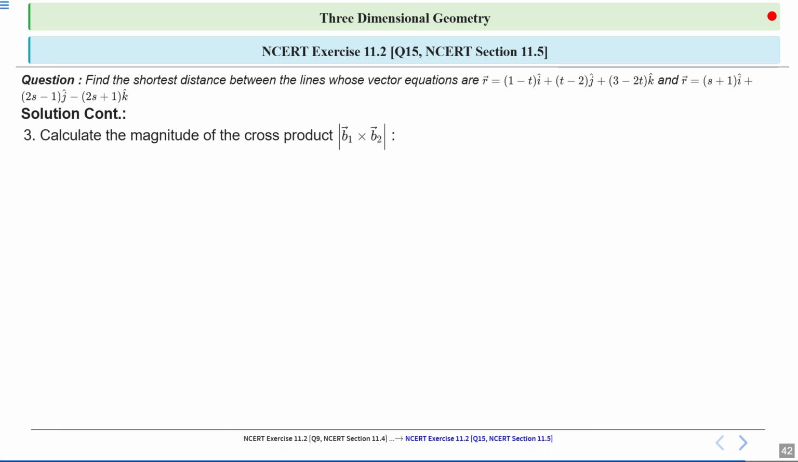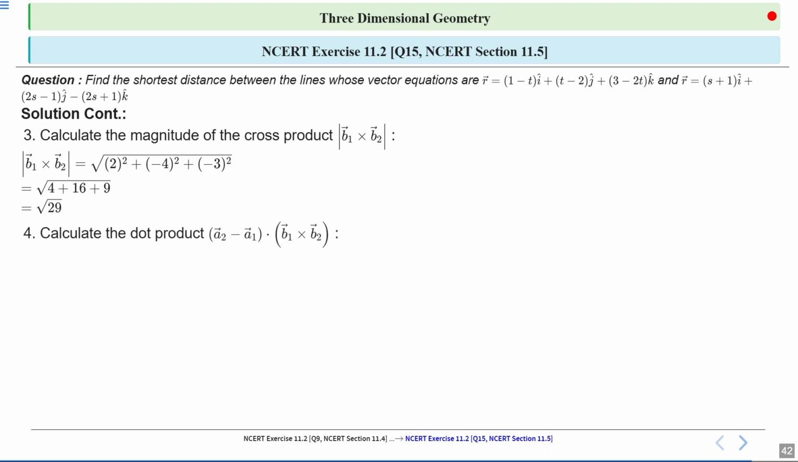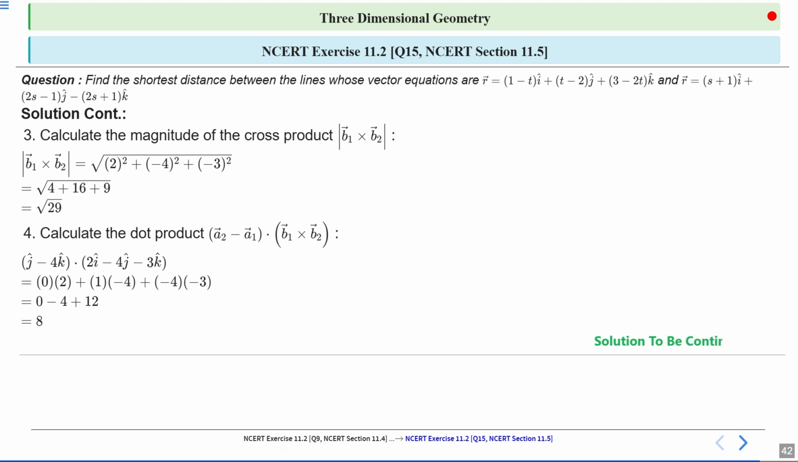Third, calculate the magnitude of the cross product. Magnitude of b1 vector cross b2 vector will be equal to square root of 2 square plus minus 4 square plus minus 3 square, which will be equal to square root of 4 plus 16 plus 9, which is equal to square root of 29. Now, fourth, calculate the dot product a2 vector minus a1 vector dot b1 vector cross b2 vector. We will get j cap minus 4 k cap dot 2 i cap minus 4 j cap minus 3 k cap is equal to 0 into 2 plus 1 into minus 4 plus minus 4 into minus 3, which is equal to 0 minus 4 plus 12, which is equal to 8, right? Clear?